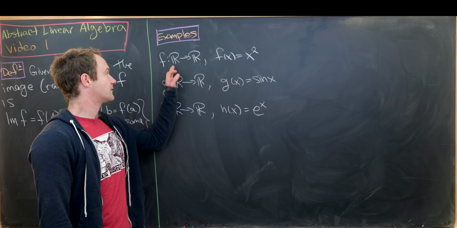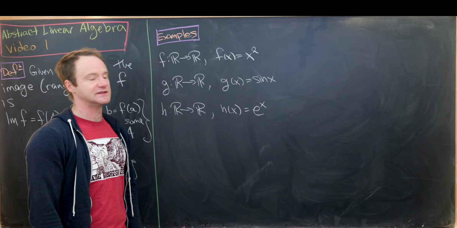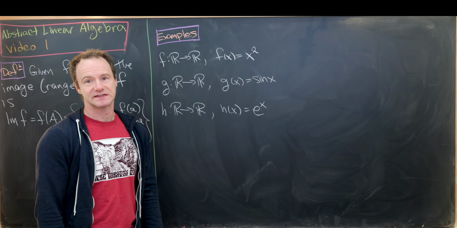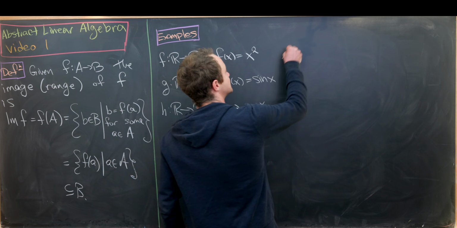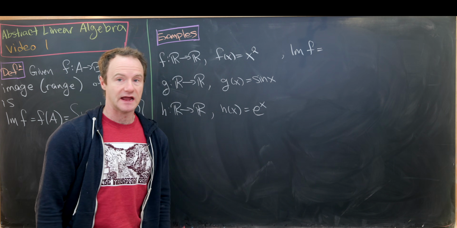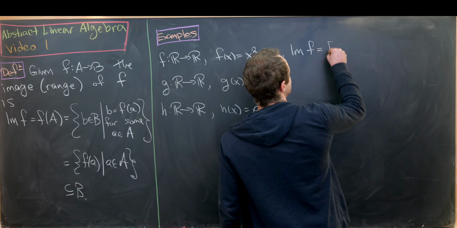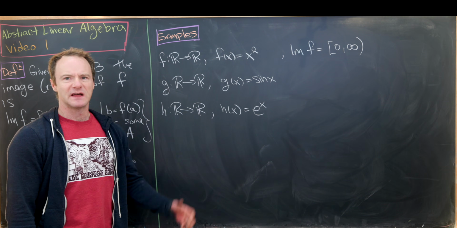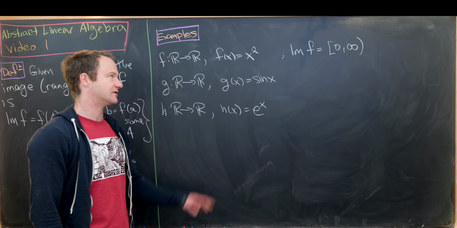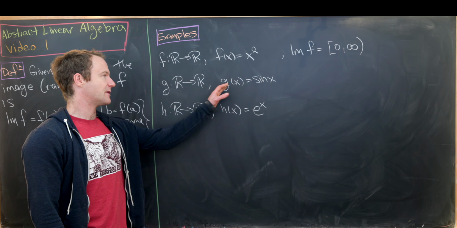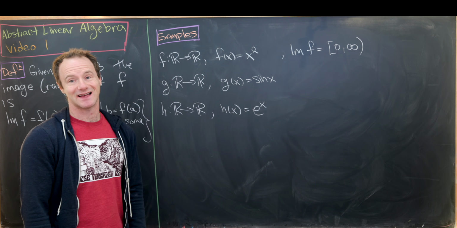So if we have f from R to R. In fact, all of these will be functions from R to R. So the first one is defined as f of x equals x squared. So in this case, the image of f will be all non-negative real numbers. So we can write that as a half open interval like that. That's because we can't achieve any negative numbers via squaring without using complex numbers. Now, what about if we've got g of x equals sine x?